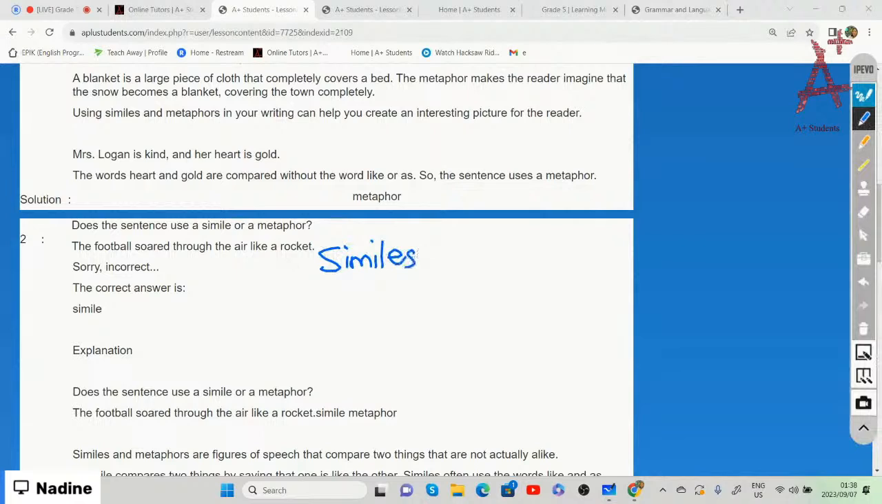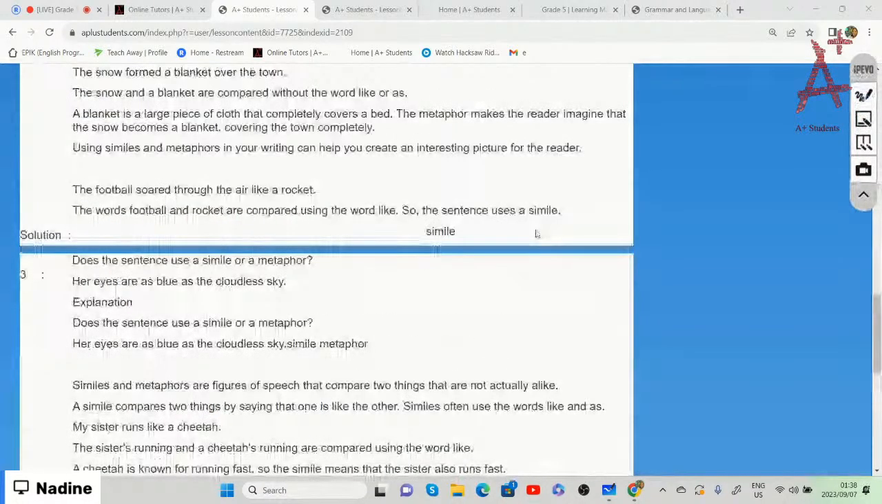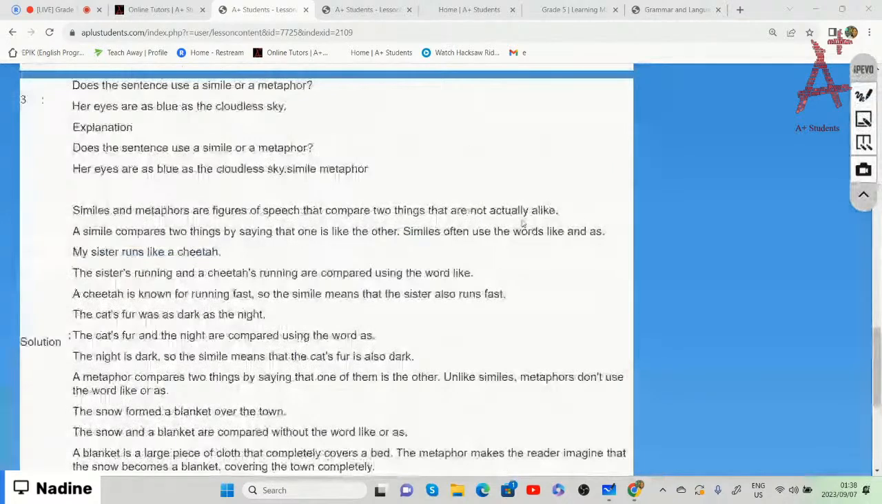So similes. Her eyes are as blue as the cloudless sky. We need to say if that is a simile or metaphor. Her eyes are as blue as the cloudless sky.